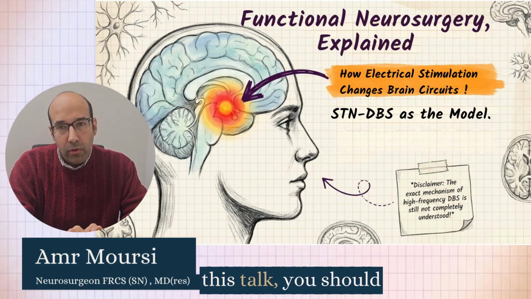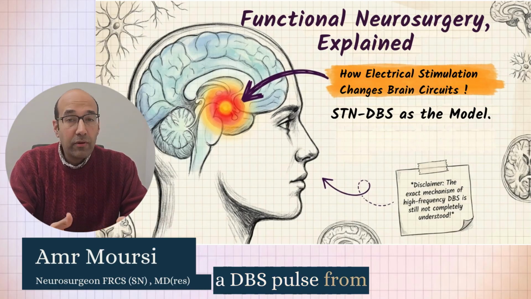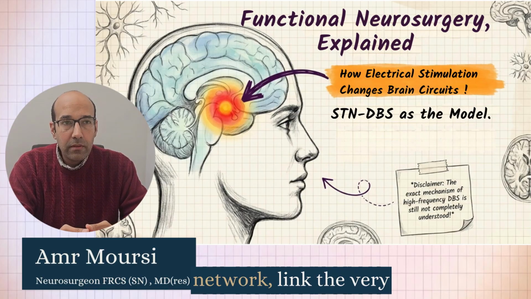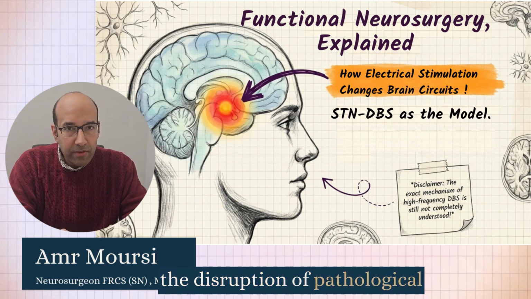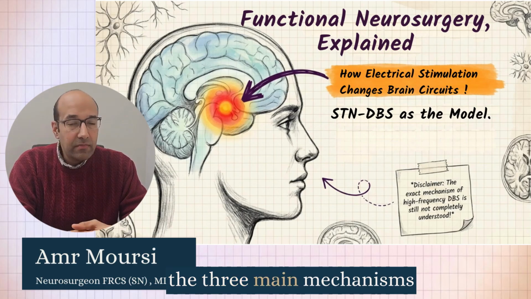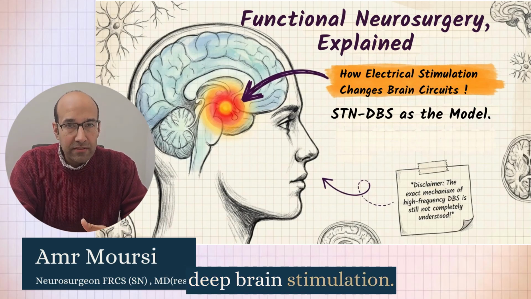By the end of this talk, you should be able to follow a DBS pulse from the electrode to the axon to the whole network. Link the very fast clinical effects to the disruption of pathological brain rhythms, and understand the three main mechanisms we believe are behind the therapeutic effect of deep brain stimulation.